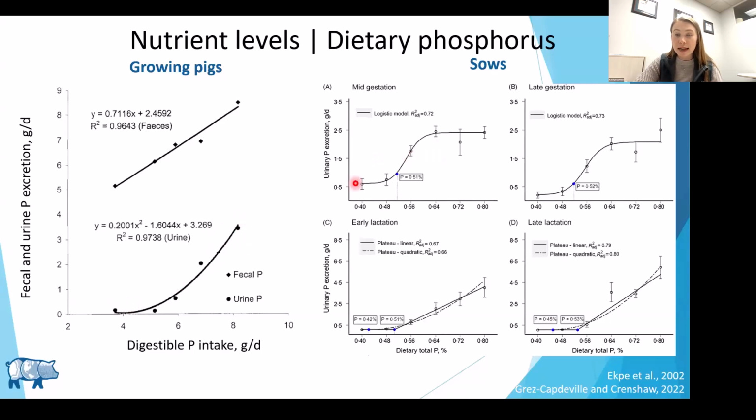We see a similar story in sows. Again, when we're closer to that animal's requirement, we're excreting less of that nutrient in urine or in feces. However, as we get above that requirement, we begin to see more of that excretion. So we can really think about meeting the animal's requirement, which is necessary, but if we go too far above that, that's one of the things that begins to lead to some of these impacts through excretion.